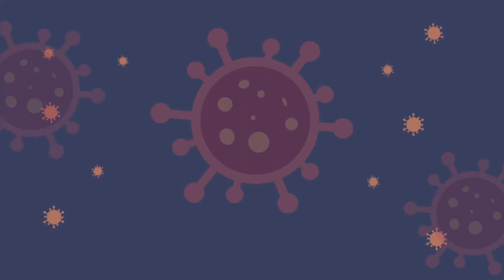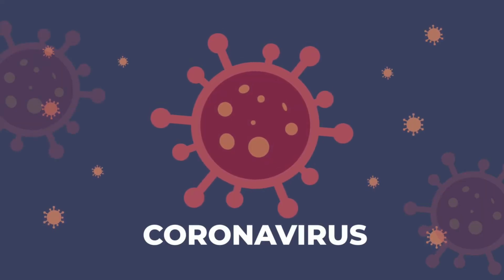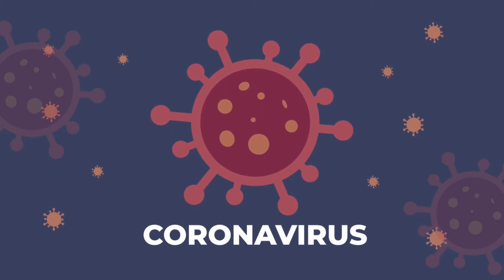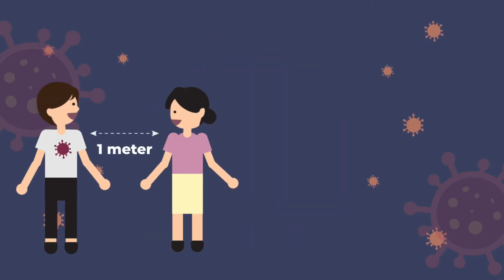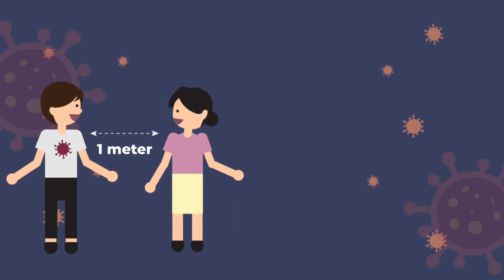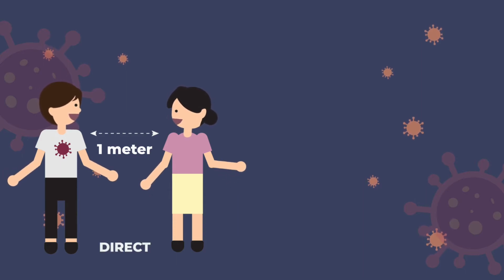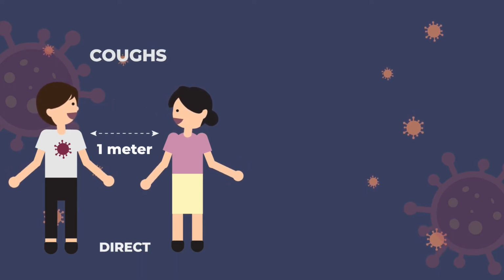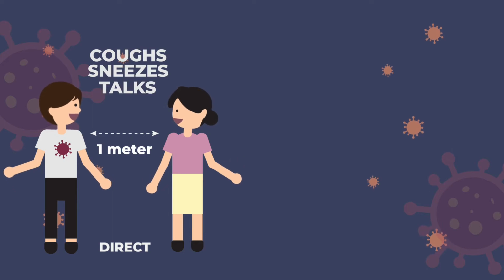COVID-19 is an infectious disease caused by a new strain of coronavirus called SARS-CoV-2. People can catch COVID-19 from others who have the virus. The disease spreads primarily from direct contact between persons through small droplets from the nose or mouth, which are expelled when a person with COVID-19 coughs, sneezes, or talks.